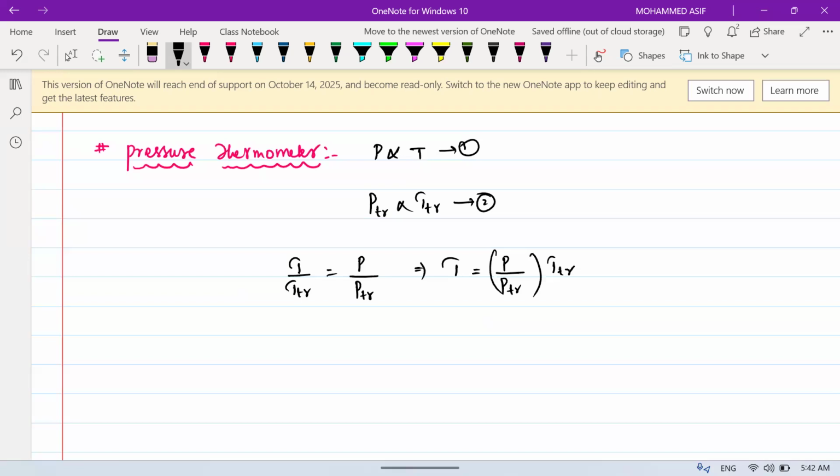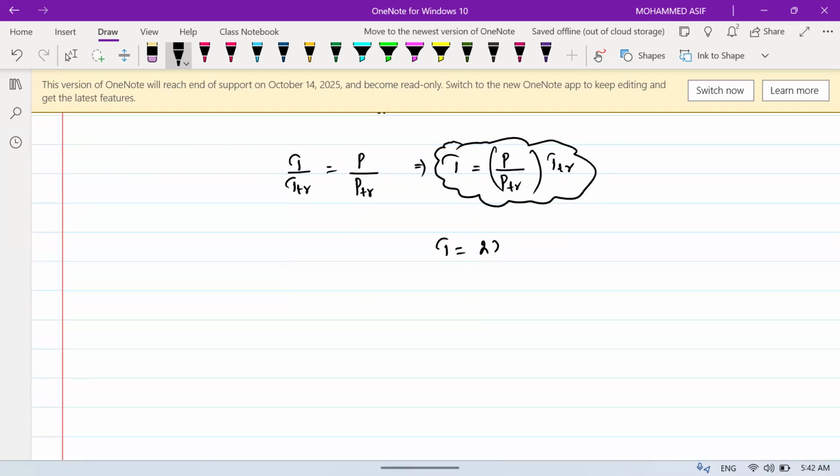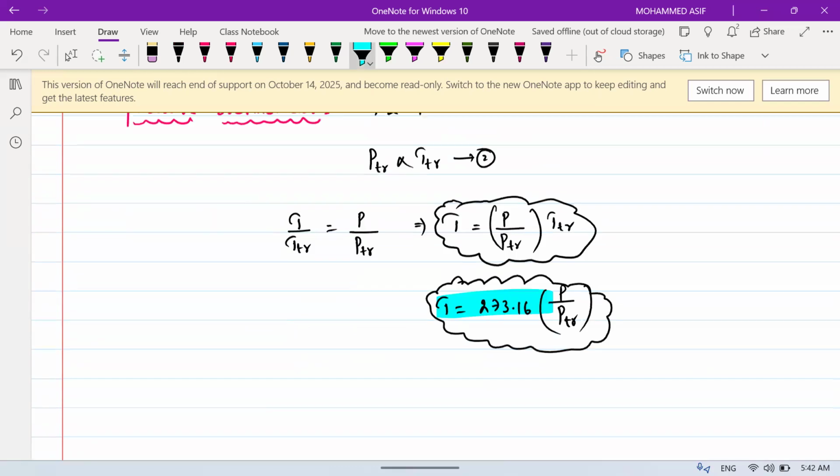So first we'll simplify for this one and write it, because I know the temperature of your triple point. T is equals to 273.16 into pressure divided by triple point pressure. So this will be the formula to calculate the temperature of your pressure thermometer. Okay, so for pressure thermometer, we are using the formula T is equals to 273.16 multiplied by pressure of that given gas divided by your triple point pressure.